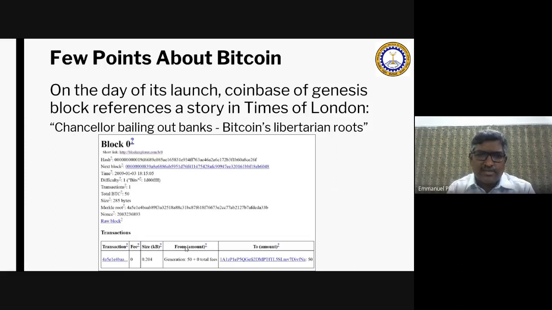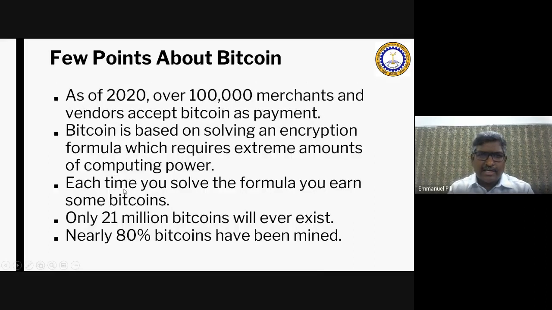So this is called the Genesis block, and the Times newspaper of London speaks of the Coinbase of the Genesis block. It talks about a story of how the blockchain was created. And then some 50 coins were gifted as the first block was created. So as the first block is created, he got 50 coins. And now, of course, the amount is getting reduced. As of 2020, there were about 1 lakh merchants and vendors accepting Bitcoin as payment.